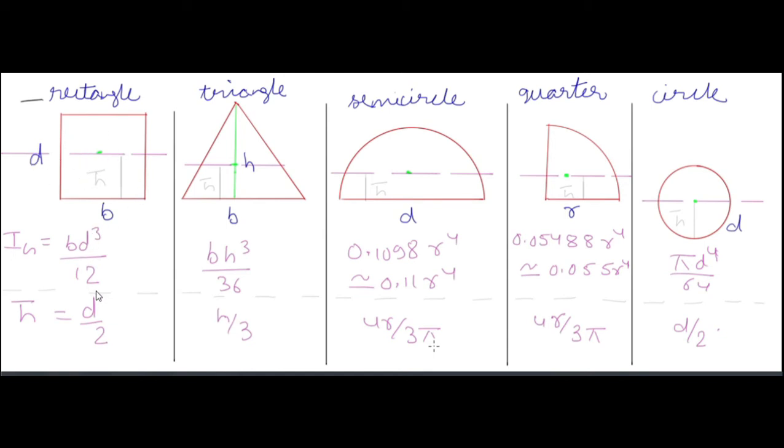Now for the triangle this is b h cube by 36, where b is the base and h is the height. For the semicircle it's 0.1098 r to the power 4, where r is the radius. Approximately we will remember only 0.11 r4. For a quarter circle it's 0.055 r4, half of this. And for a circle we know it's pi d4 by 64.